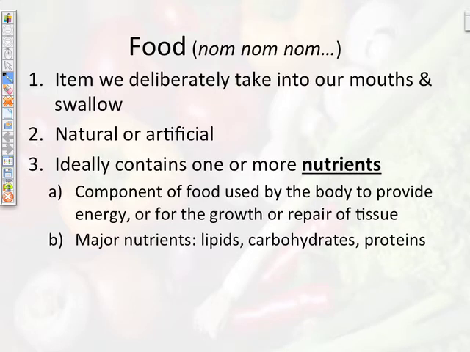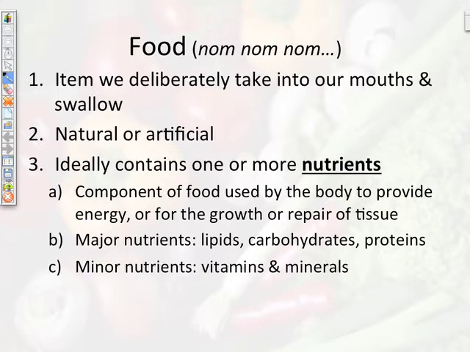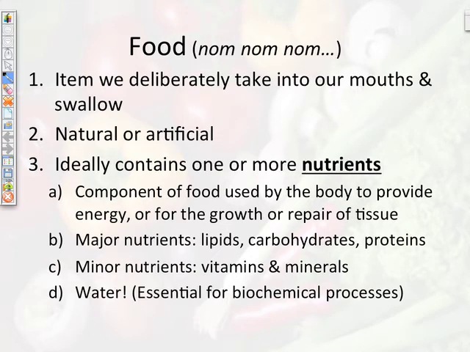We have 3 major nutrients. Those are lipids, carbohydrates, and proteins. Have you talked about those in bio yet? Yeah. Excellent. It's going to be a nice, easy unit. The minor nutrients are vitamins and minerals. And we also consider water as a nutrient. So one of those 6 nutrients that we need is water. It's essential because all of those biochemical processes that are taking place in our body aren't going to happen if there's not water present.